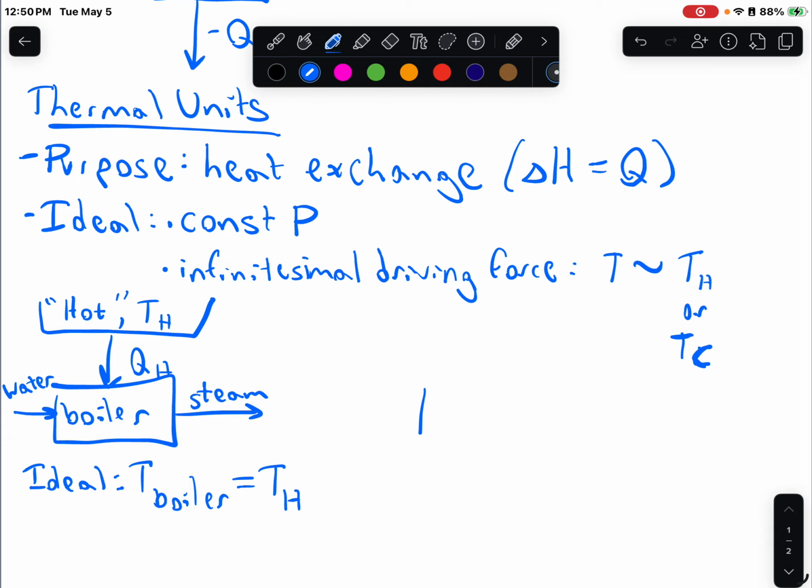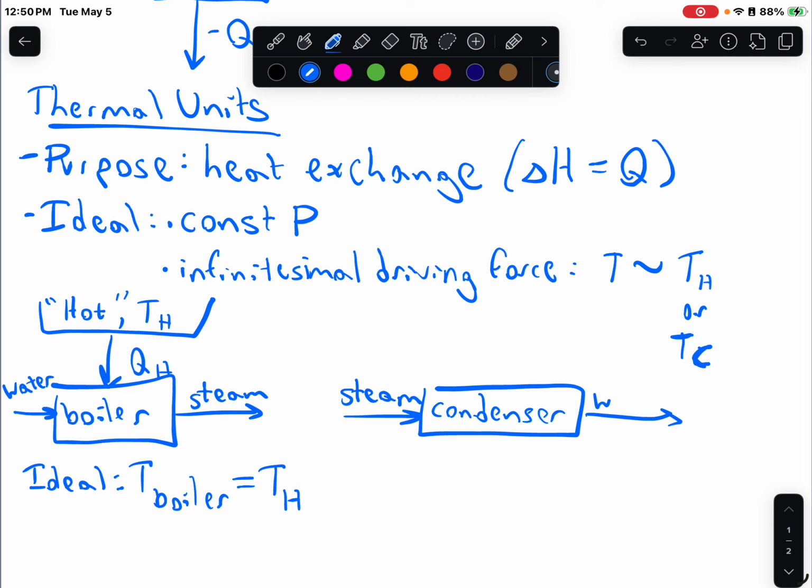In the case of the condenser, I would have steam going in and water going out. And I need to remove heat in order for that to happen, in order to close the loop of the power cycle. And I would need to remove heat into some cold reservoir I'm going to call TC.